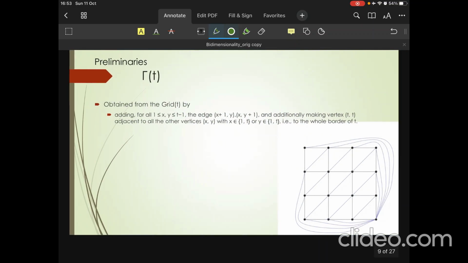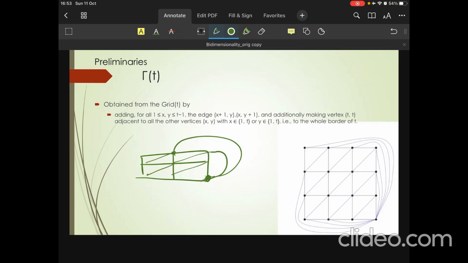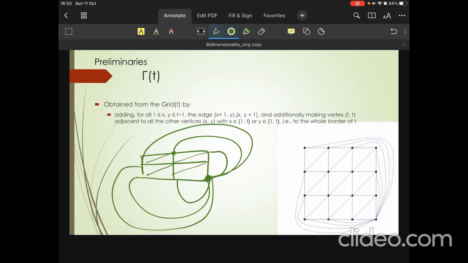Next, we define gamma T as an extension of grid T with some edge additions. So how do we add edges? This is the simple way. We take grid T and add diagonals from top right to bottom left, and we choose the bottommost right vertex, the apex vertex, and connect it to all the boundary vertices. Now this is gamma 3. Similarly, this is gamma 4.